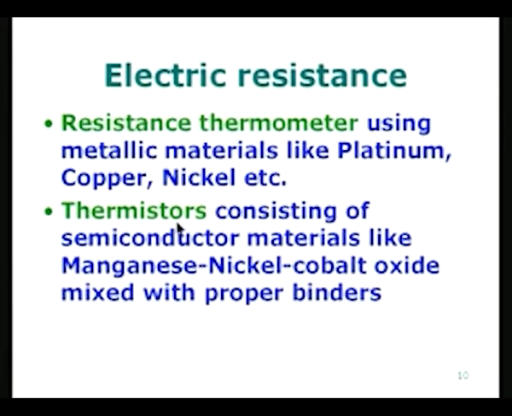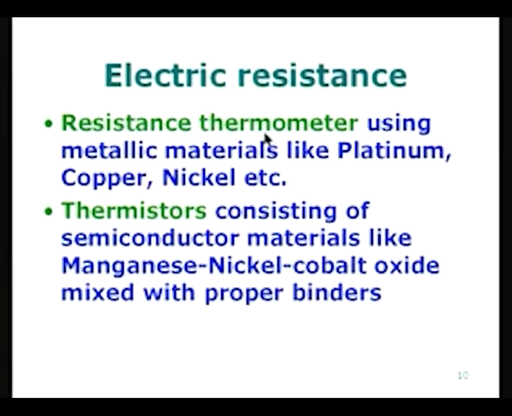The other kinds of electrical resistance thermometers are called thermistors. These are actually semiconductor materials which consist of manganese, nickel, cobalt oxides, mixed in proper proportion with proper binders, and these can be made into very small elements, and the resistance of the thermistor element is a very strong function of temperature. If you remember, I said the resistance thermometer which uses platinum as an element, the resistance actually increases with temperature. In the case of thermistors, the temperature variation is actually the opposite. So, if you increase the temperature, the resistance decreases rapidly.